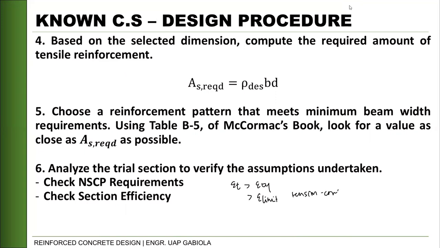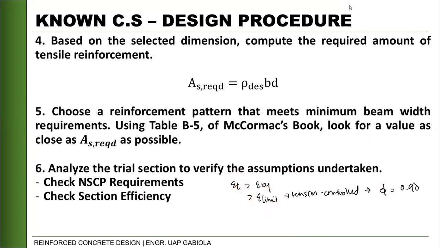Because, remember, the assumption we used earlier is that our phi, the multiplier for our moment, is 0.9. So we need to achieve this condition. That is why our actual strain needs to be greater than our limit.